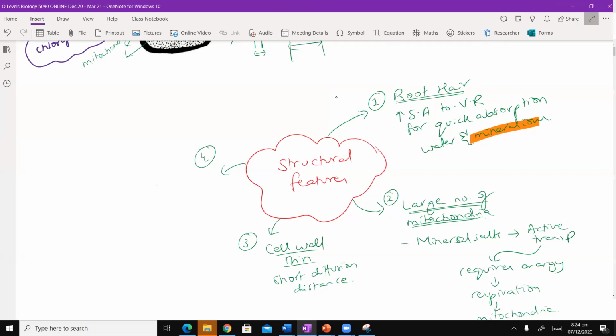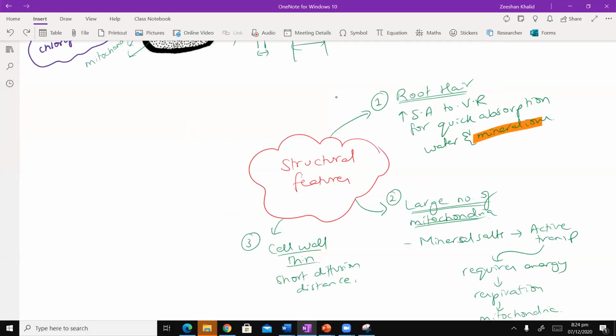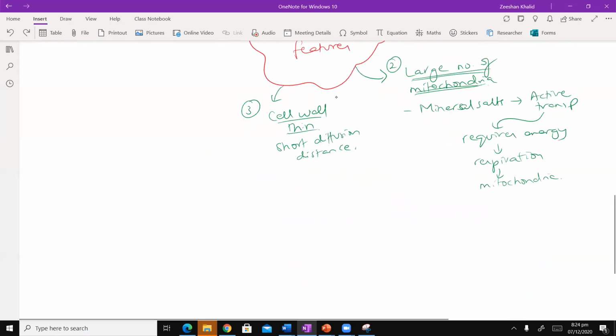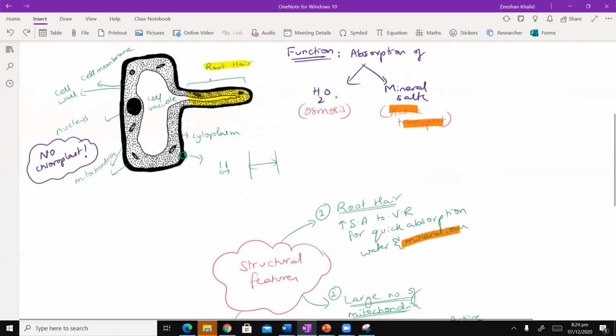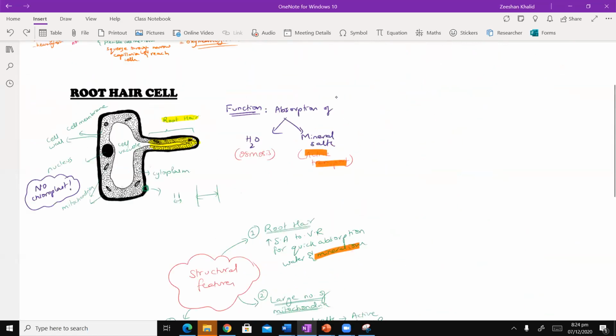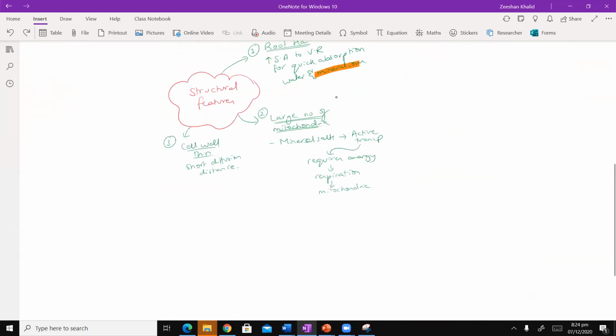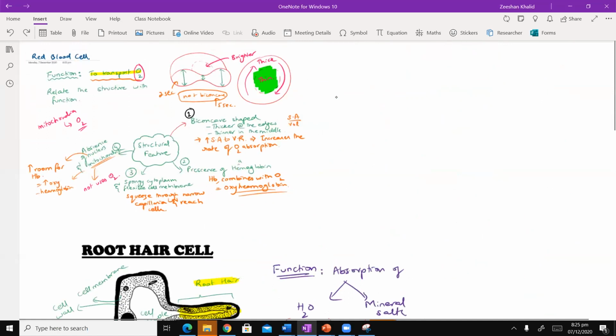I have written it in my notes, but only these three should inshallah suffice. Okay, so that's how the structure of the root hair cell is related to its function. That's the second most important specialized cell, if you like, that we need to talk about in the first topic.